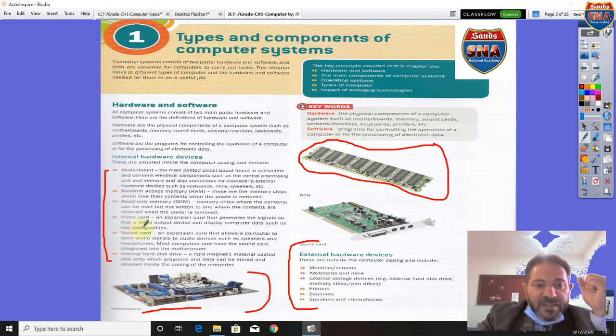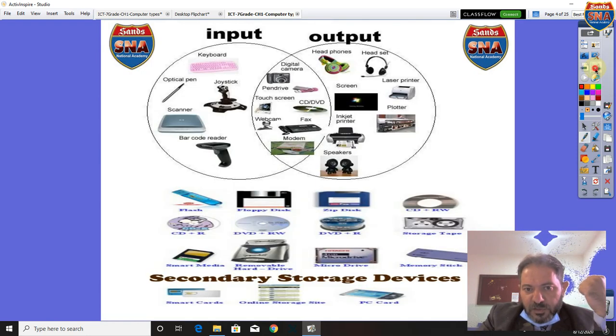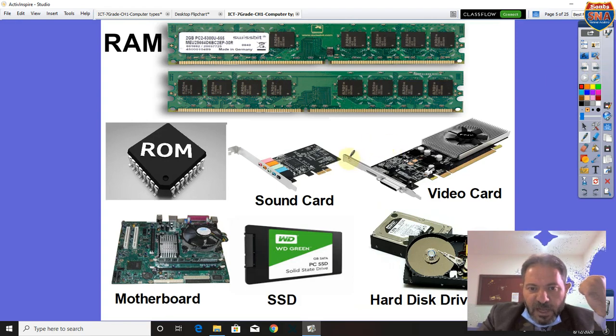And also we have the sound card. This is the sound card, guys. What is the sound card?